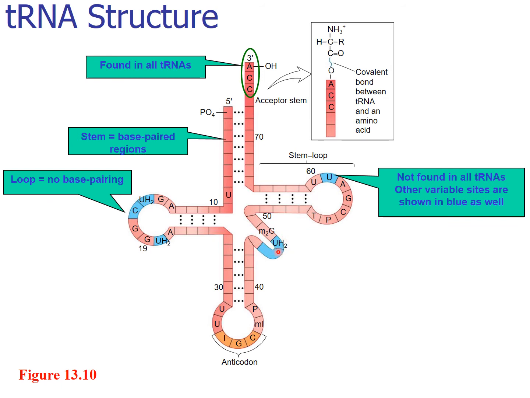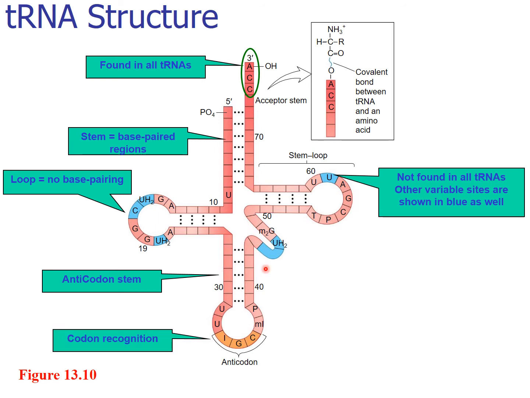And there are variable regions. In blue, these are in some transfer RNAs, not in others. So transfer RNAs, each of them has very distinguishing characteristics. Now this stem is important. This is the anticodon stem, and this is one of the important ones for recognition by certain enzymes to attach the correct amino acid to the transfer RNA. And this anticodon down here at the bottom, this is really important. This is the part that recognizes the codon in the messenger RNA.